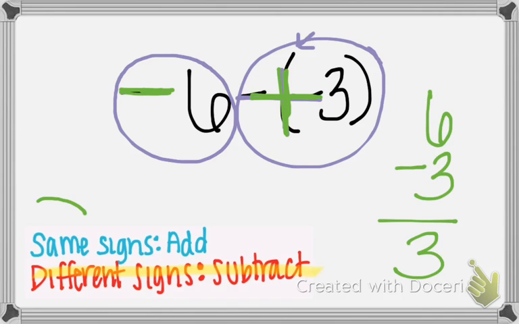Then we're going to look in front of the larger number. If they were both positive, 6 would be bigger. So we look in front, and this sign right here tells us that the answer is -3.